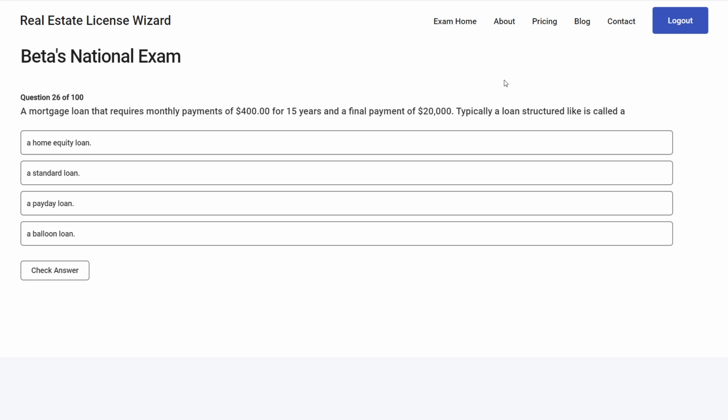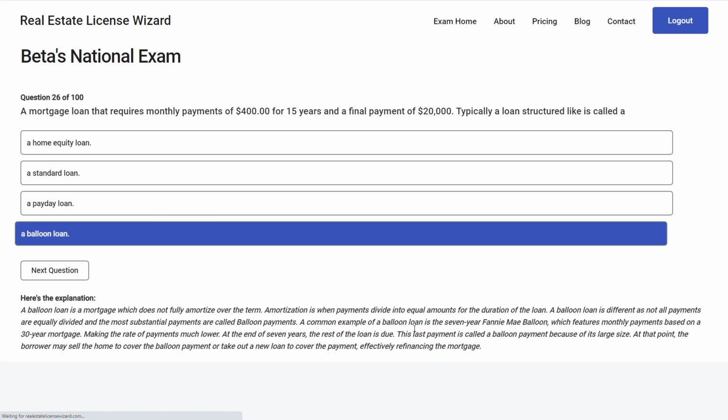Alrighty. So, did you guys come up with it? The correct answer for this one is a balloon loan. So, a balloon loan is a mortgage which does not fully amortize over the term. Amortization is when payments are divided into equal amounts over the duration of the loan. A balloon loan is different because not all payments are equally divided, and the most substantial payments are called balloon payments. A common example of a balloon loan is a 7-year Fannie Mae balloon, which features monthly payments based on a 30-year mortgage, making the rates of payments much, much lower.